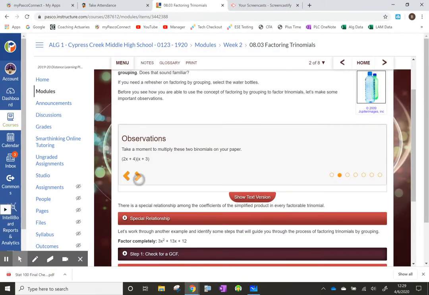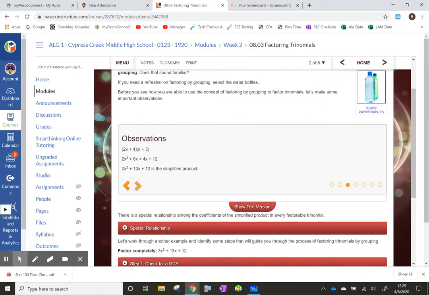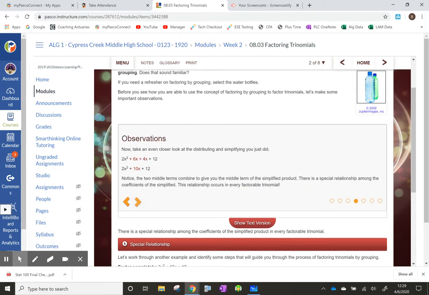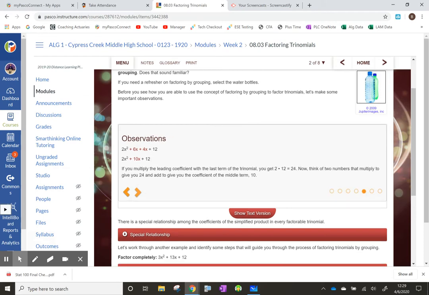All right, so we've done that. There's the work that we just did. We observed that 6x plus 4x makes a 10x, right? Now, if you multiply the leading coefficient with the last term of the trinomial, you get 2 times 12, which equals 24. Now think of two numbers that multiply and give you 24 and add up to give you the middle term of 10.